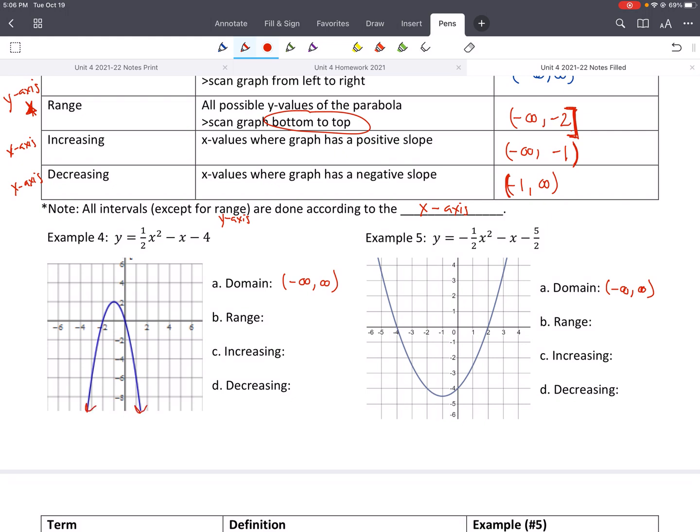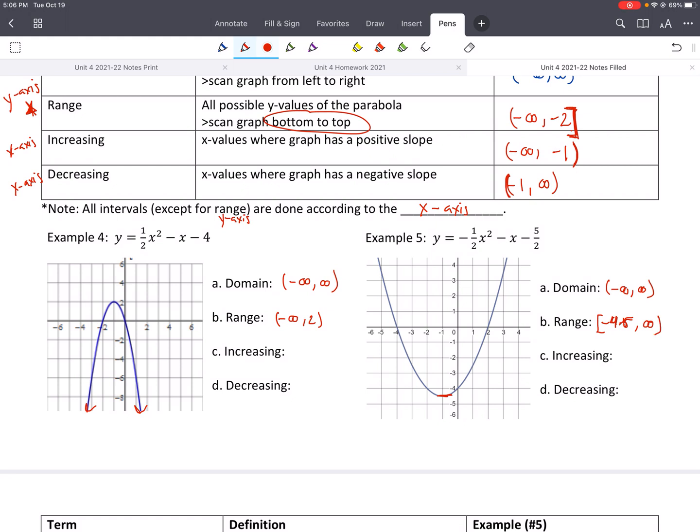Range is how low and how high. So how low, this goes from negative infinity to 2. And for example 5, it goes from negative 4.5 to infinity. Okay. Again, we include that when we do the range.